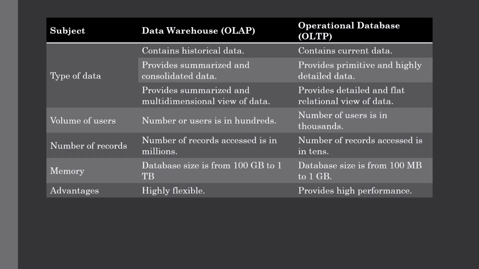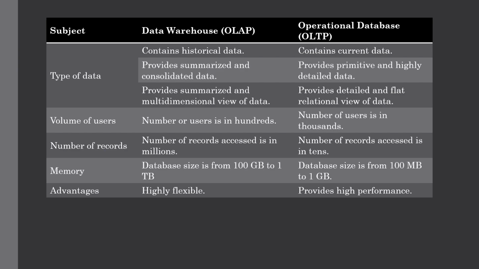Our next subject is type of the data. So it is very important. We have already discussed that the data warehouse contains historical data which will be useful for analyzing purposes. On the other hand, the operational database, which is OLTP, contains current data which is used for running the business, and it only focuses on data input. The data warehouse provides summarized and consolidated data, and on the other hand OLTP provides primitive and highly detailed data. As the applications are different, the type of data present in these servers will be different as per the requirement.